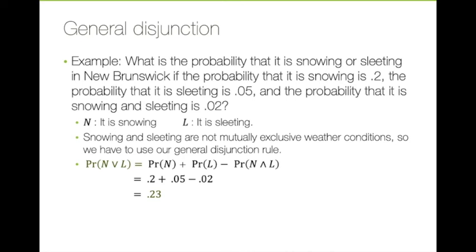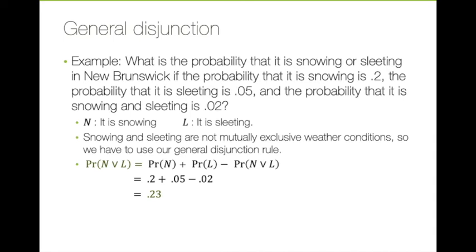So since we're interested in the probability of it snowing or sleeting, we need a way of representing that statement. And we'll use N for it is snowing and L for it is sleeting. Snowing and sleeting are not mutually exclusive weather conditions. They can happen at the same time. That means we can't use our simple disjunction rule. We have to use our general disjunction rule. And we have all the numbers we need given to us.